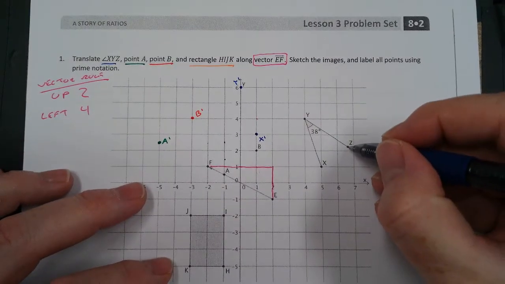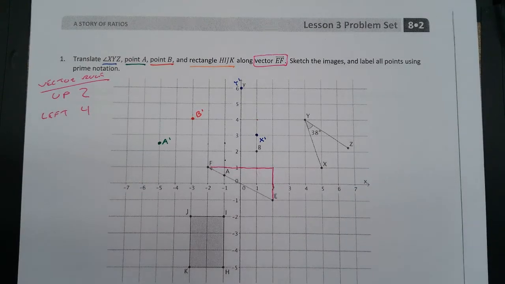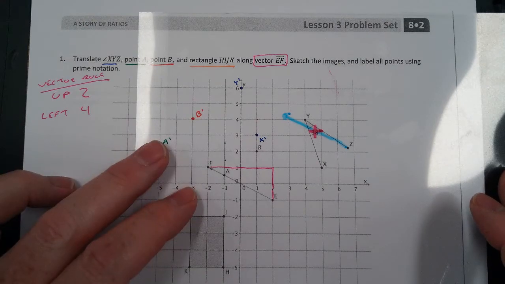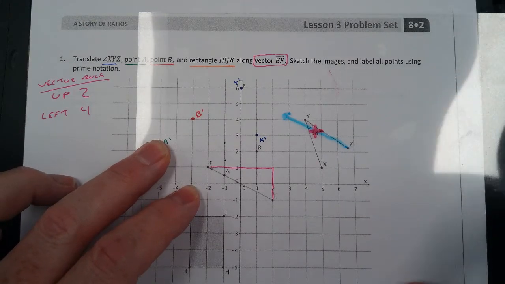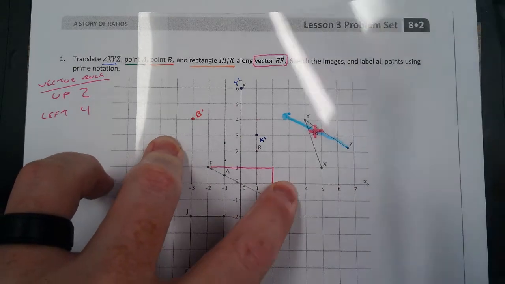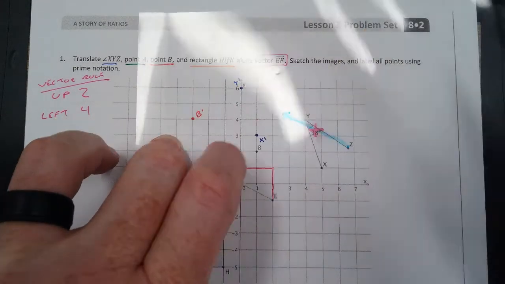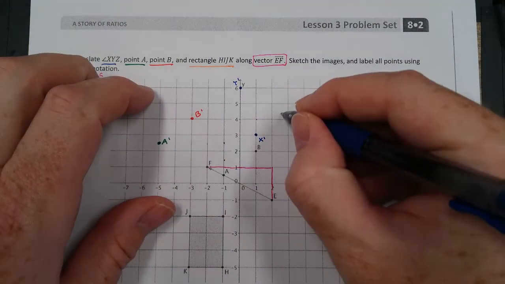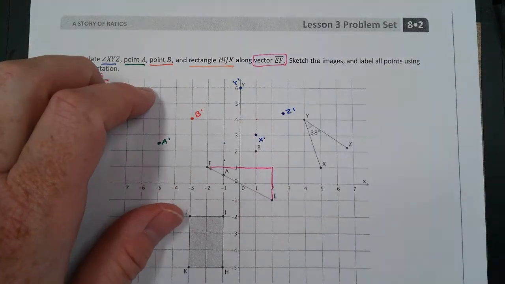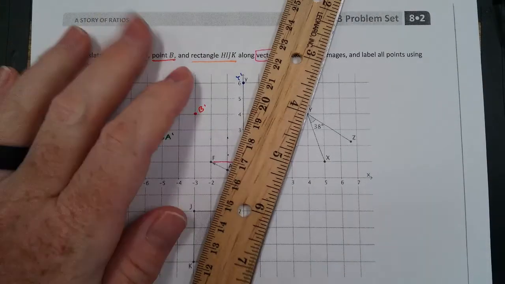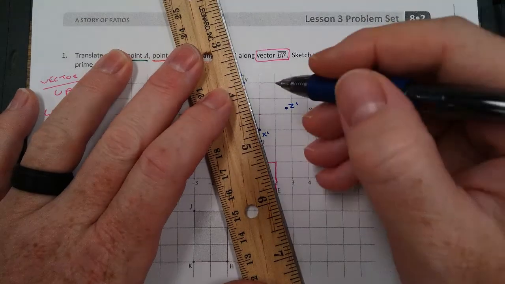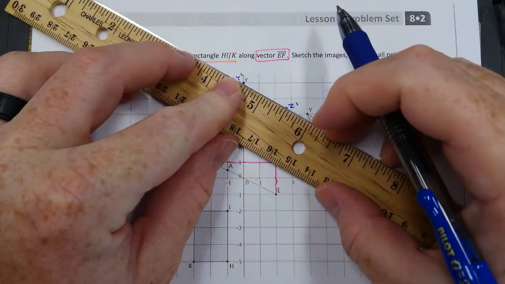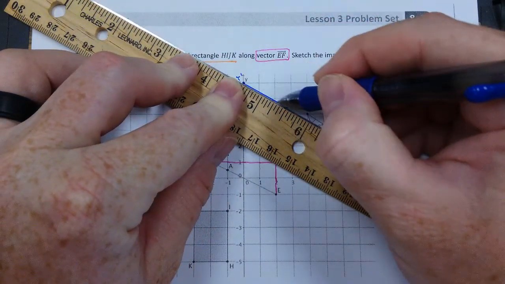Z might be a little bit tricky because Z is not exactly on an intersection of units. So it might be the best strategy for Z to use the transparency vector. Or you can just try to eyeball it, but remember we want to be precise. So if I use my transparency vector, it looks like Z prime moves right here. Then, after I translate the points, I can connect them to rebuild my angle.